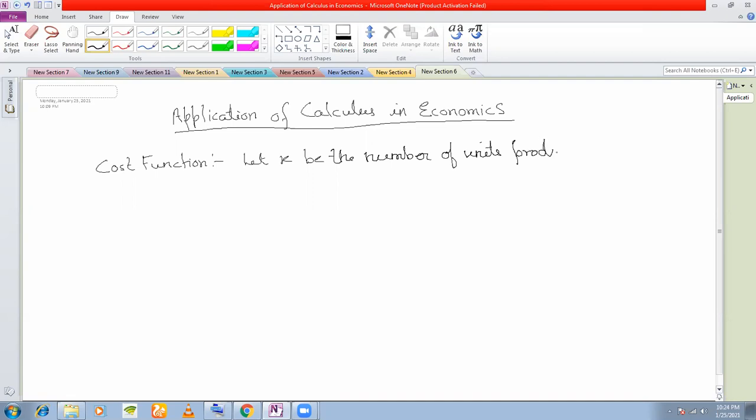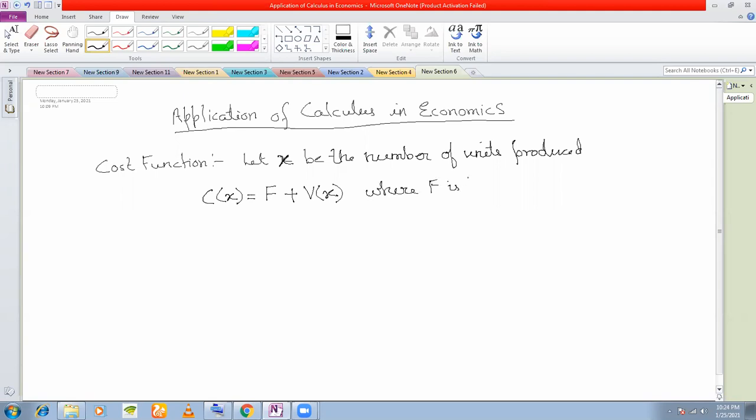That means X units of any particular good is produced. Suppose in a factory, if you have X units of goods produced, then the cost function of that factory is given by a fixed cost and a variable cost. Understood? You know this, right?